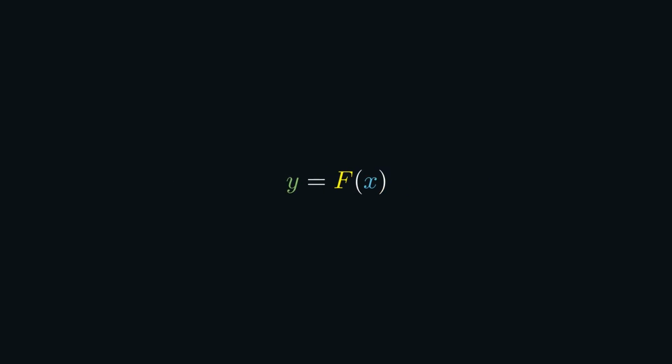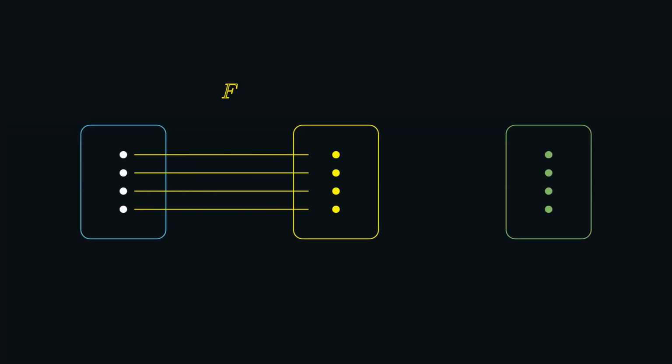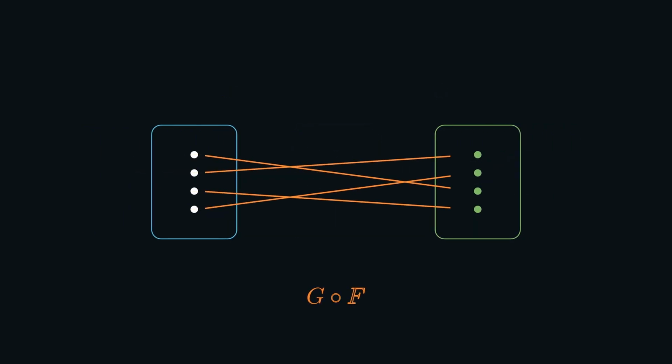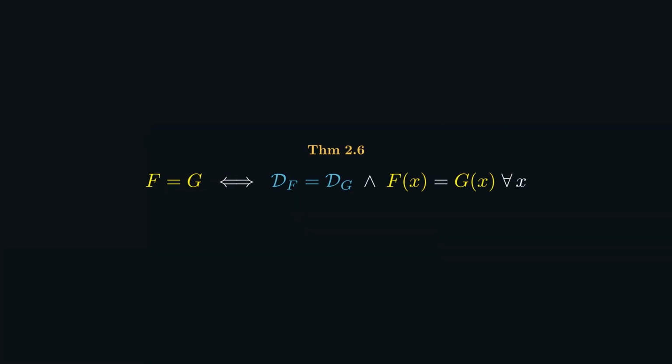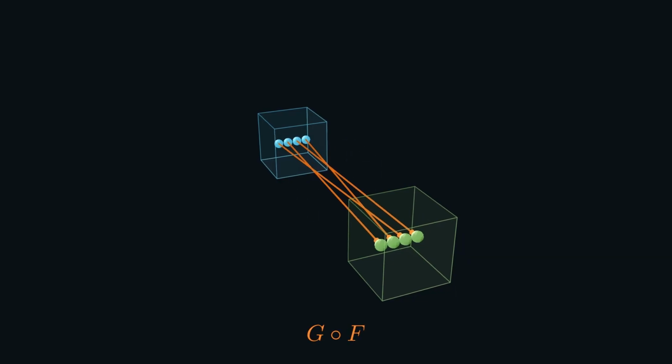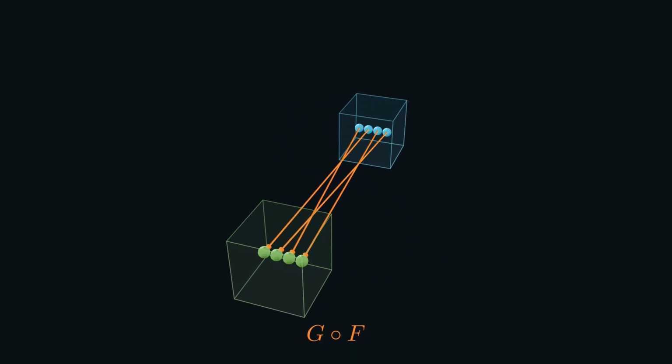I usually write y equals f of x instead of writing the pair x, y is in f. The notation f of x means the value that f assigns to x. Two functions f and g are equal if and only if they have the same domain and f of x equals g of x for every x in that domain. This is theorem 2.6. A function is completely determined by what it does to each input, nothing more, nothing less.